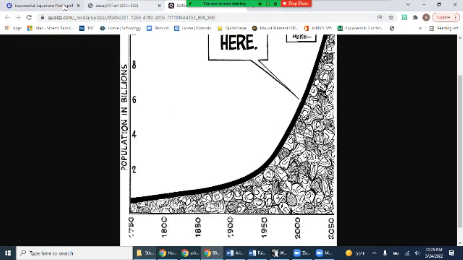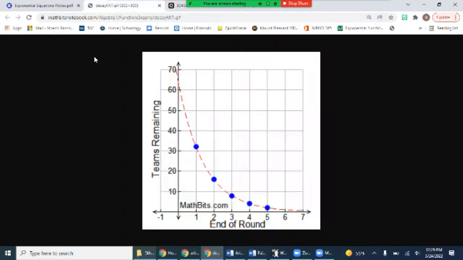Now, when we see a decrease, you could think in terms of a tournament. You start out with so many players and you're trying to get down to the last team or the last player. And half of them are eliminated in the first round. The other half are eliminated in the next round until you're left with none. So those are examples of exponential functions.